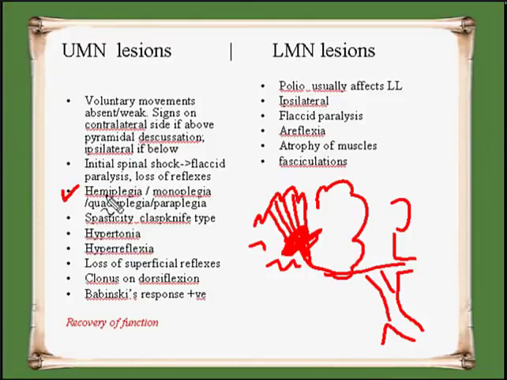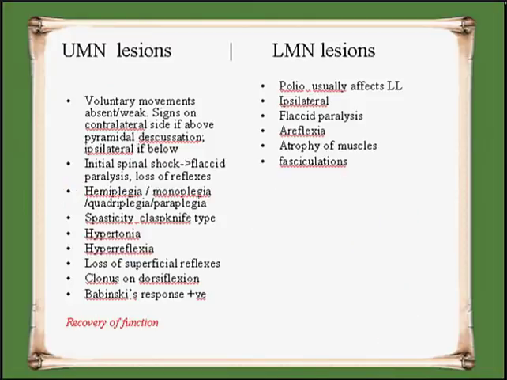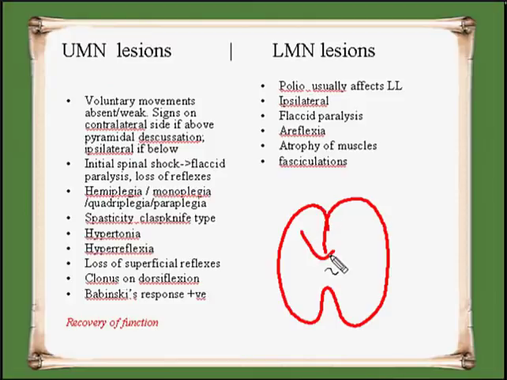Monoplegia would be if, for example, only a small portion is affected. So it could be up here or even in the spinal cord. So suppose in the spinal cord where we have the corticospinal fibers, you have the lateral corticospinal tract. So if only a small part of the corticospinal tract is affected, you would have monoplegia.